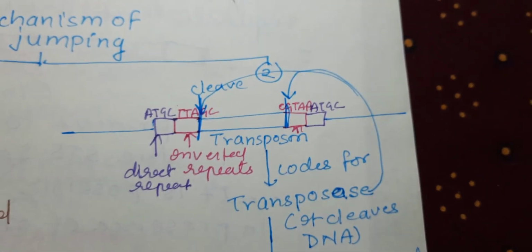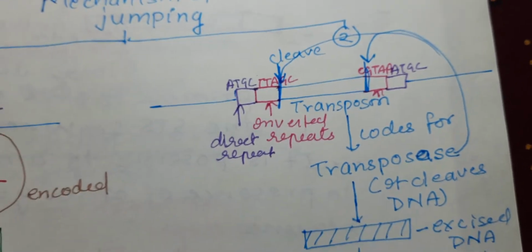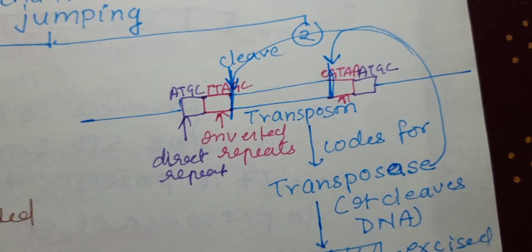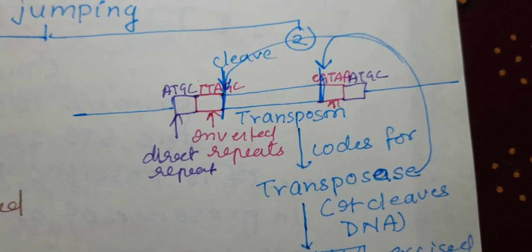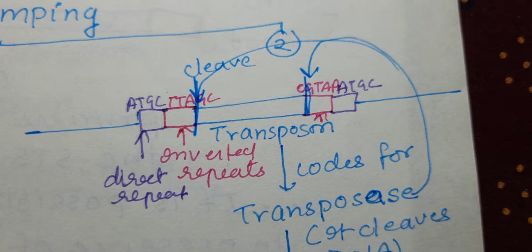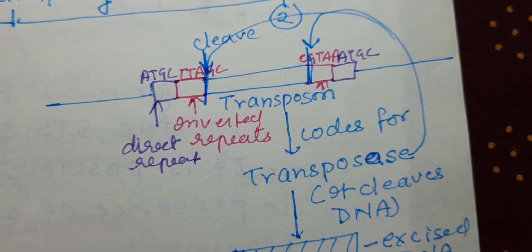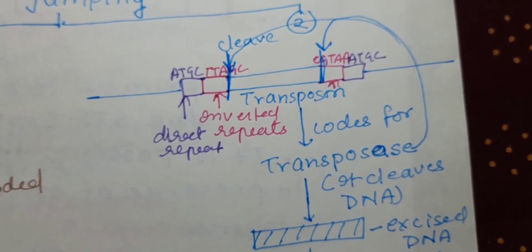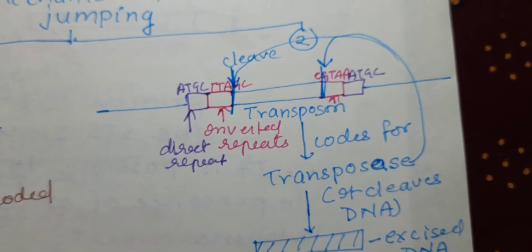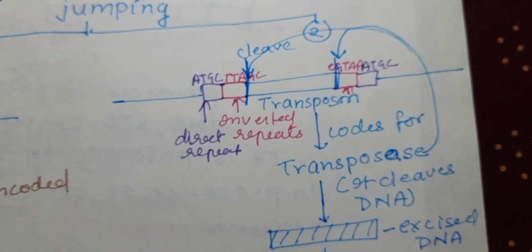Second is a different procedure. Now you can look at this transposon, and this transposon is flanked by certain sequences. First, on either side there are inverted repeats, and then again inverted repeats on both the sides are flanked by direct repeats.